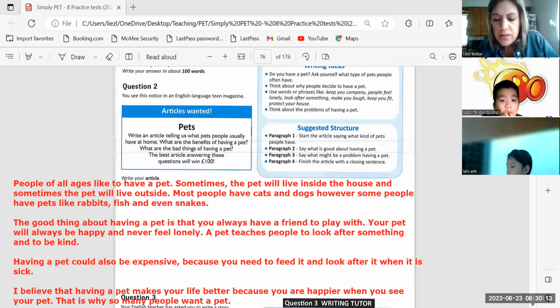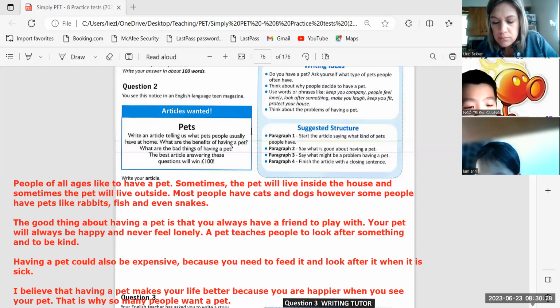Okay, Dai Quang, you can read it again. Yes. People of all ages like to have a pet. Sometimes the pet will live inside the house, and sometimes the pet will live outside. Most people have cats and dogs, however, some people have pets like rabbit, fish, and even snake.